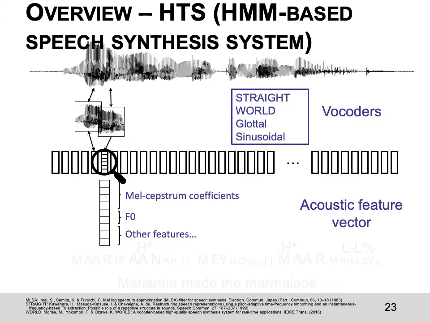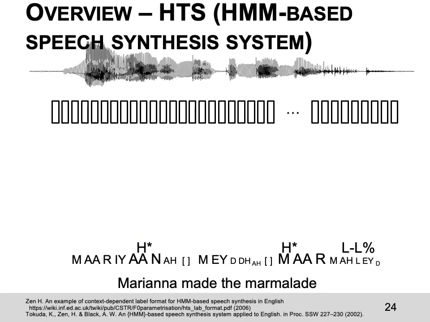In each acoustic feature vector, it might contain, for example, the cepstrum coefficients, the F0, and other kinds of acoustic features specific to the speech vocoders. But this is the general idea. In HTS, we don't directly predict the waveform. Instead, we need to first predict the acoustic feature vectors from the input text. The question is, how can we do that?